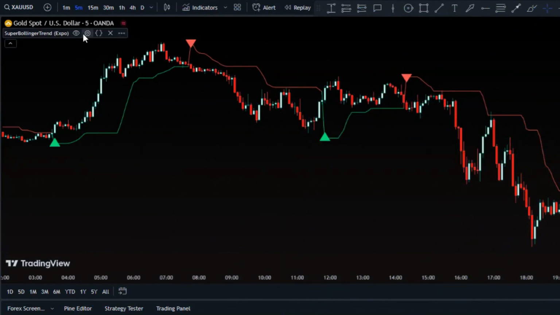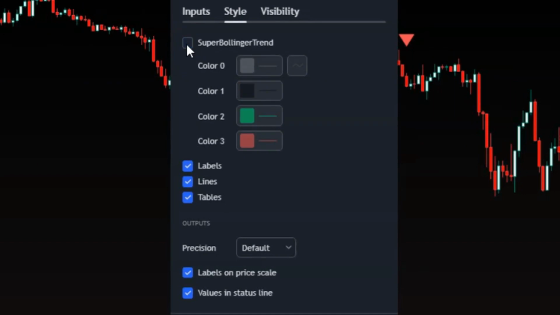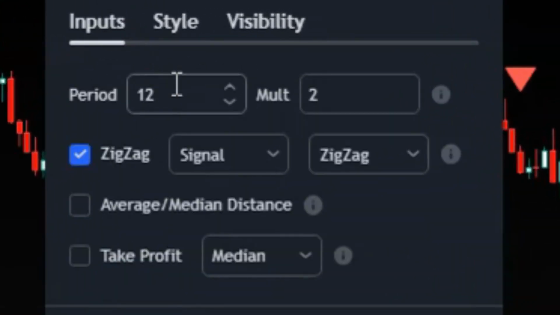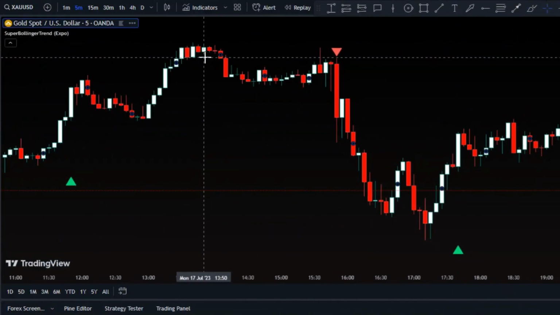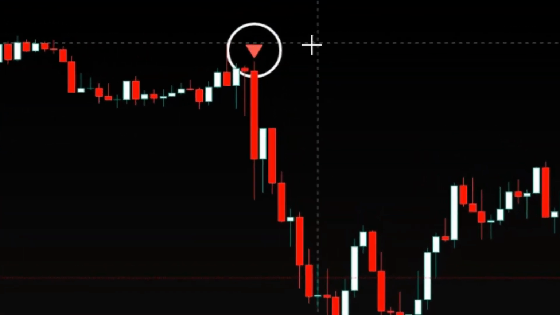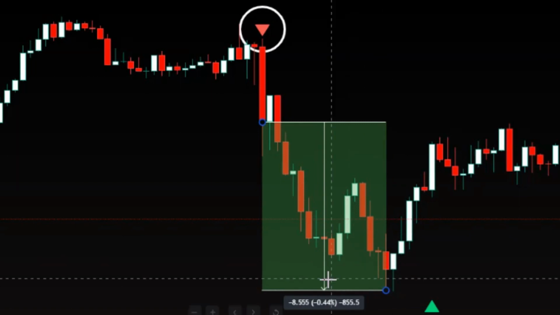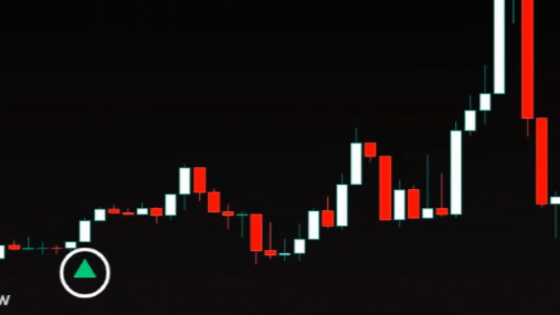Next, go to the settings and turn off everything except the label. Then set the period to 14, boom, you're in business. Here's how you're going to make money. When you see a red downward pointing triangle form above a candle, you're going to short. Green upward triangle, you go long, my friend.